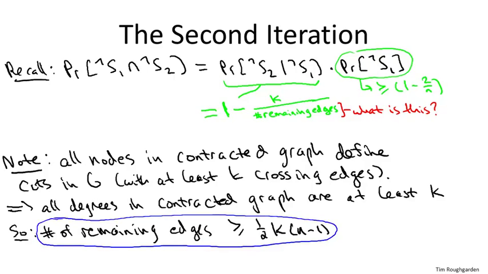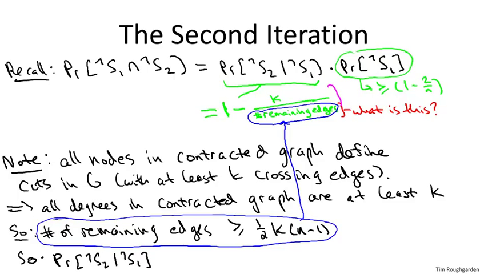So now what we do is we plug this lower bound on the number of remaining edges in, and we substitute that for this denominator. In lower bounding the denominator, we upper bound this fraction, which gives us a lower bound on 1 minus that fraction, and that's what we want. So what we find is that the probability that we don't screw up in the second iteration, given that we didn't screw up in the first iteration, where screwing up means picking one of these k edges crossing AB to contract, is at least 1 minus 2 over n minus 1.